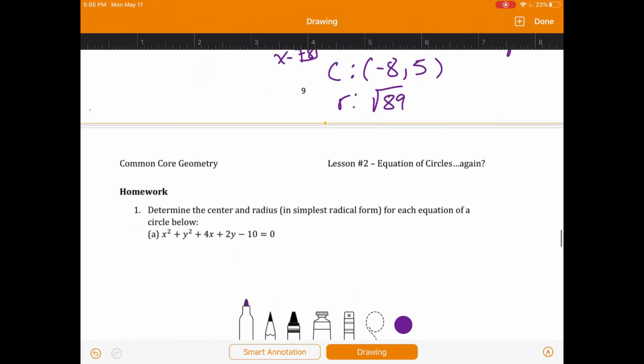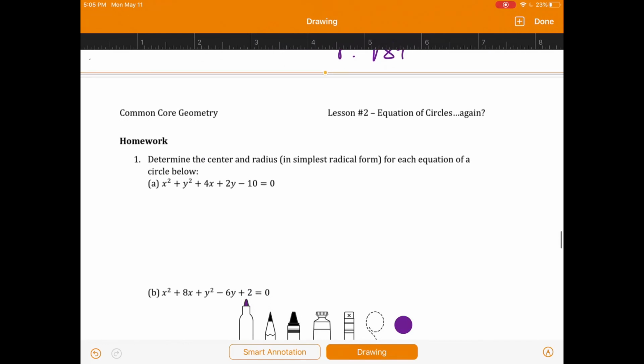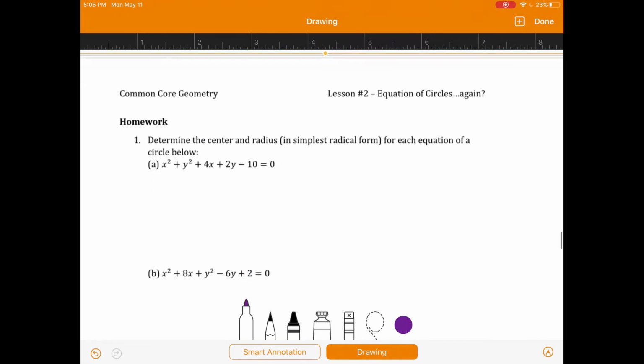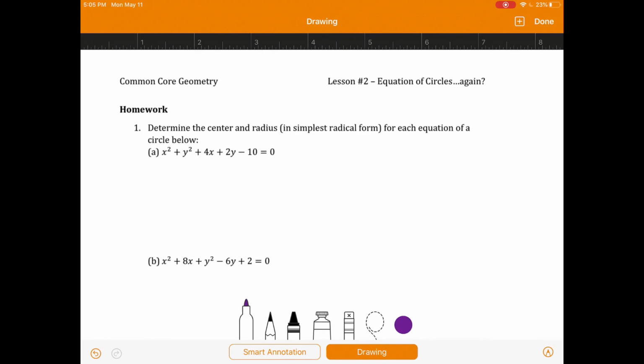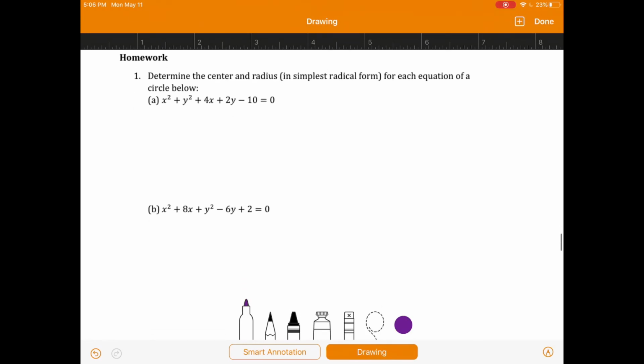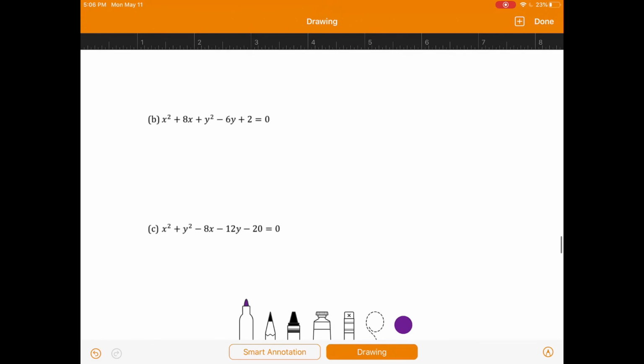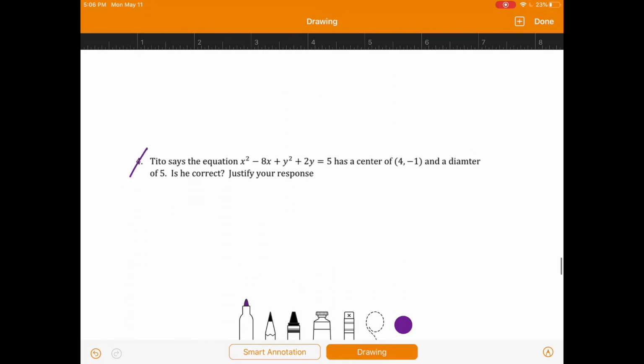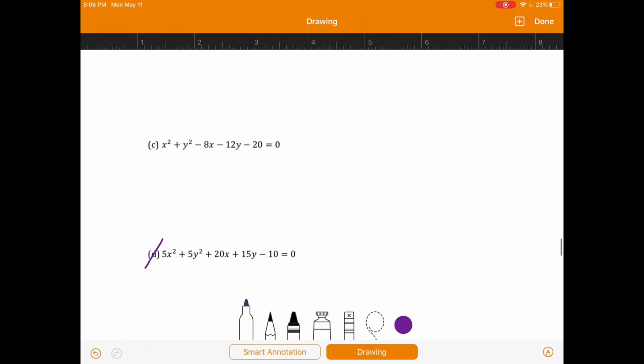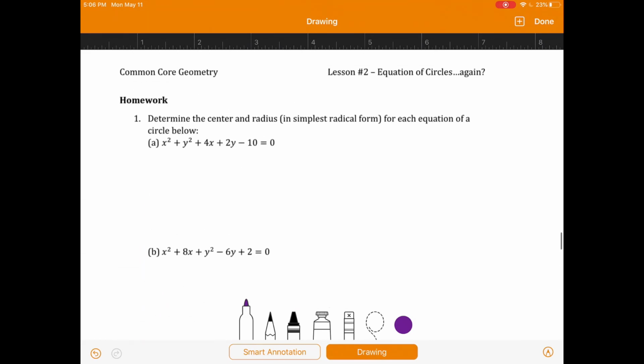Okay, so for the homework, you're going to do basically what we just did. You're going to take these and you're going to complete the square to find the center and the radius. Now, for those of you guys that actually watched the whole video, you'll see that I'm only going to check A, B, and C. You don't have to do D, and you don't have to do the second page. Okay? If you watch the video and you watch the whole thing, you only have to do A, B, and C.